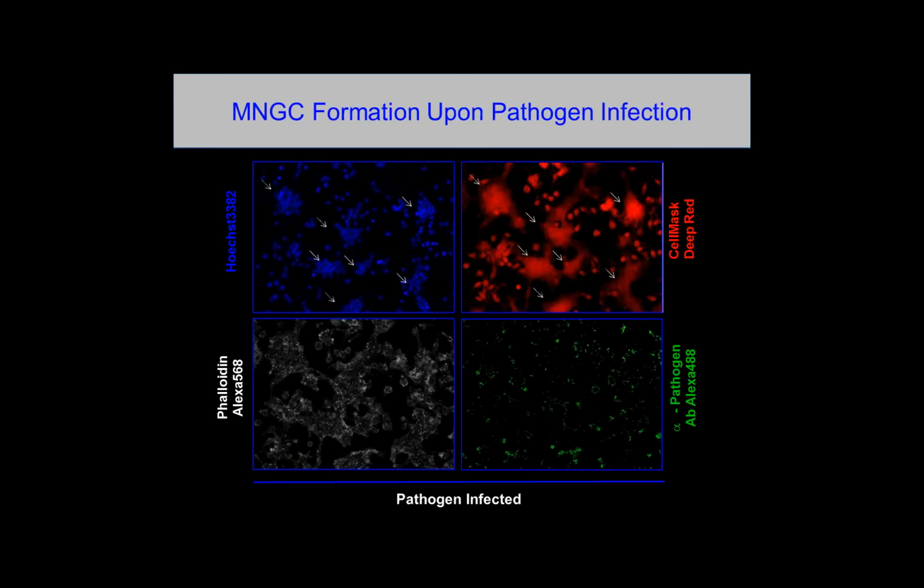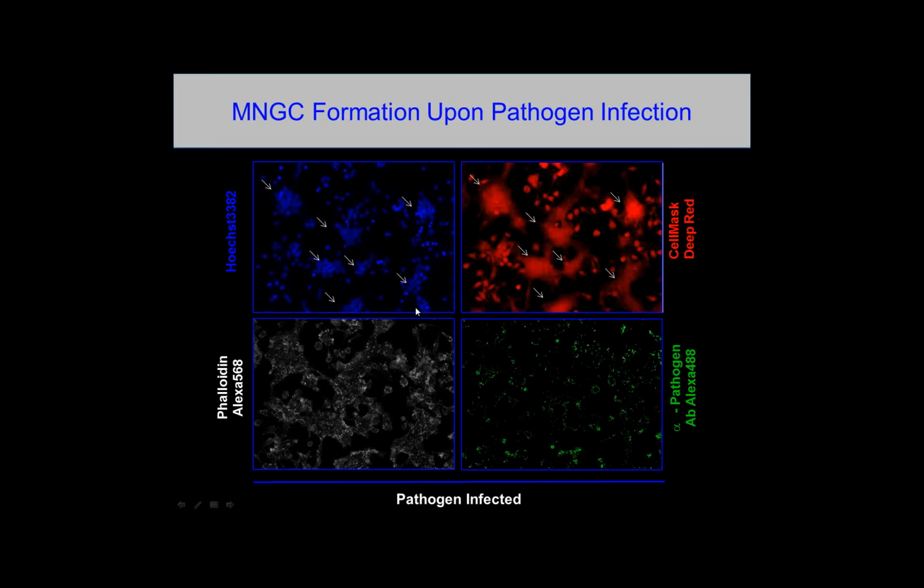As you can see from the images, the picture changes dramatically upon pathogen infection. And there are several morphological telltale signs that the pathogen has a strong influence on cells. The first one is that the nuclei of infected cells tend to congregate in these clusters, as indicated here by several white arrows.